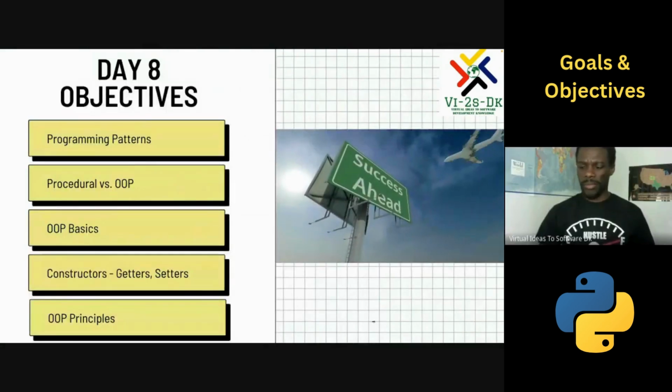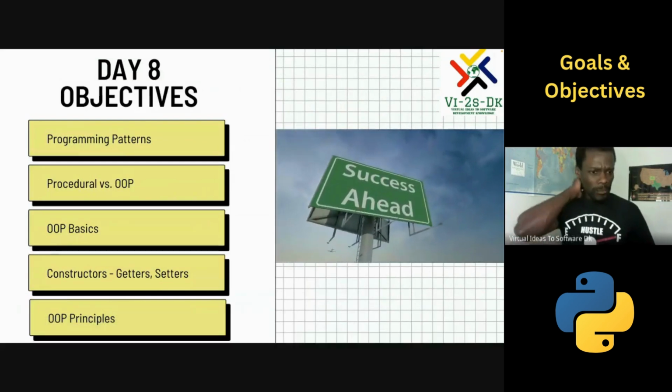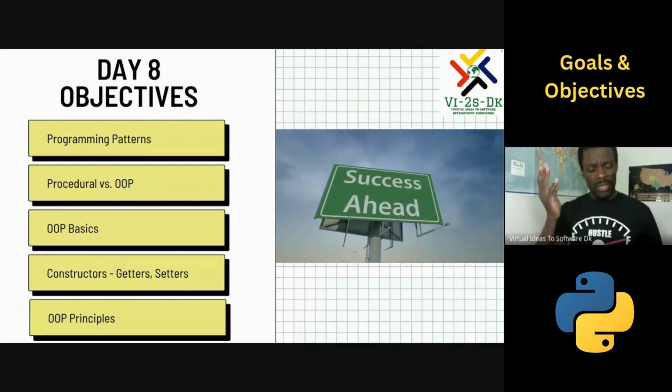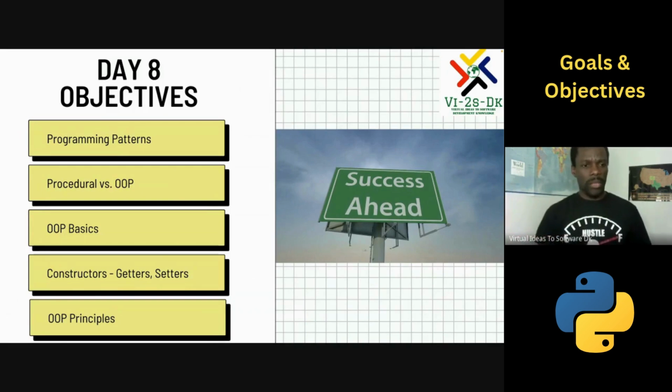Some of the things we'll try to target as our objectives today would be discussing programming patterns. Now, this is different from design patterns. Design patterns is a whole different picture that we don't need to look at right now. But we'll talk about the programming patterns that we've seen so far and what we'll see going forward. We'll also look at the two key programming paradigms, right? The procedural versus object-oriented programming.